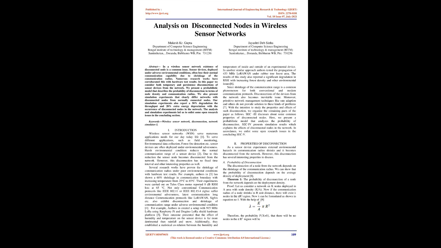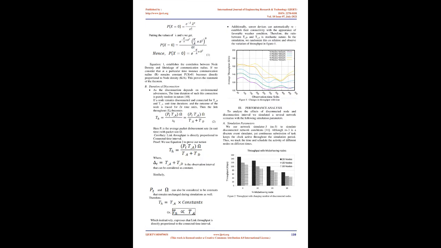For example, the authors in [5] created a setup with 915 MHz LoRa using Raspberry Pi and Dragino LoRa Shield hardware platform. Their outcome showed that the effect of humidity and temperature on the sensor device is far more detrimental than rainfall and snow. Additionally, they established a statistical correlation between the humidity and temperature of inside and outside of an experimental device.